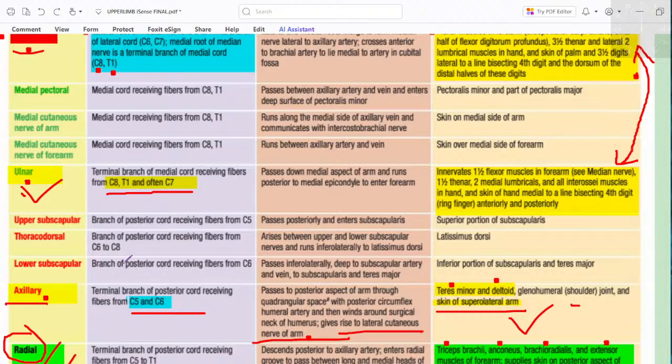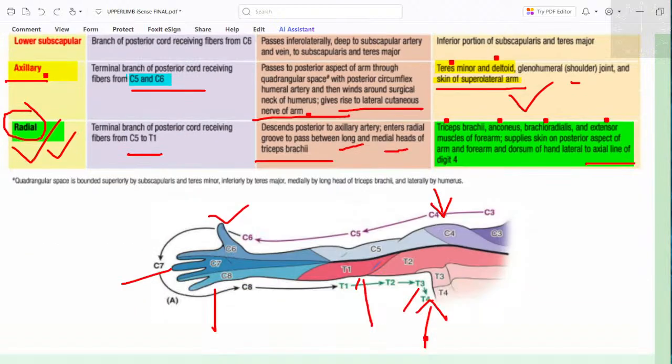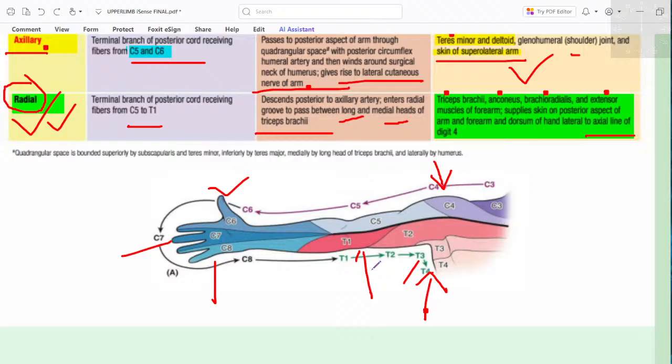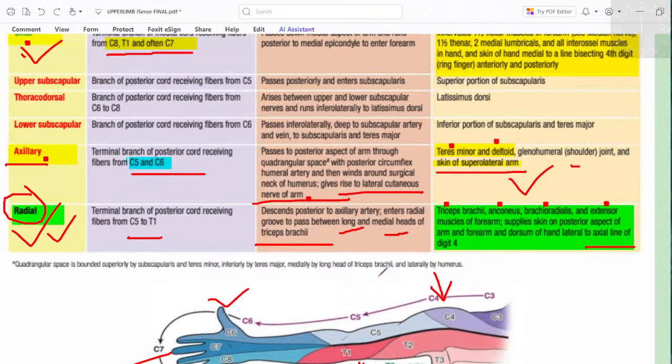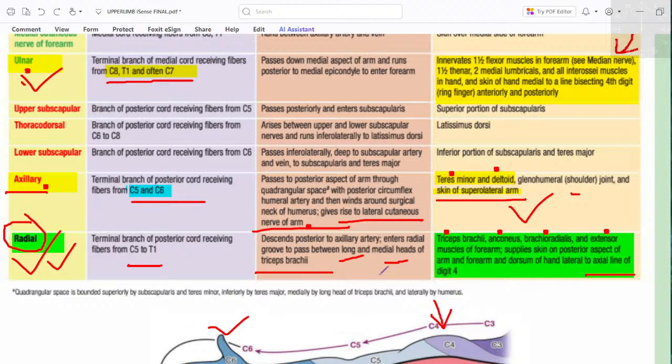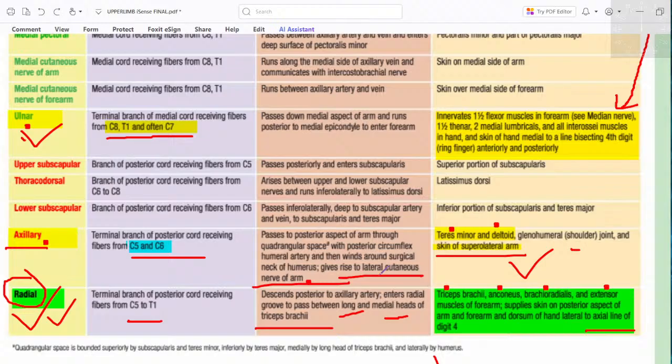Now the ulnar nerve. It comes from which cord? Ulnar nerve and radial nerve, ulnar and radial, they always fight. Ulnar nerve and radial nerve always fight to capture. Ulnar nerve and median.